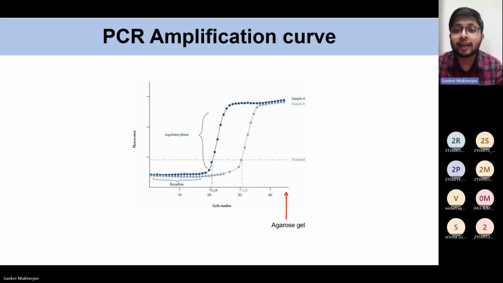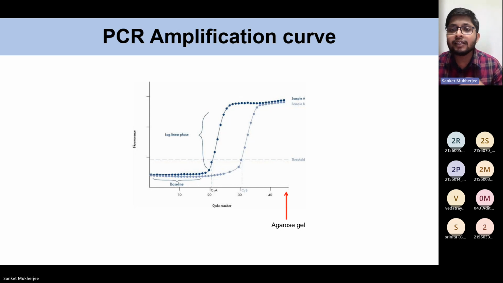So we can also predict that using the CT values. That is how RT-PCR is so beneficial. Even though it is expensive, RT-PCR is still one of the gold standards for diagnostics. What is the full form of CT? Threshold cycle.